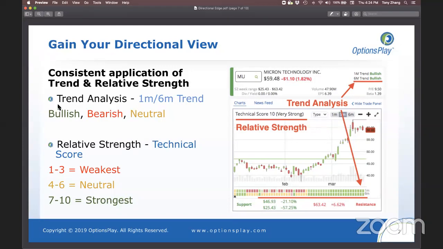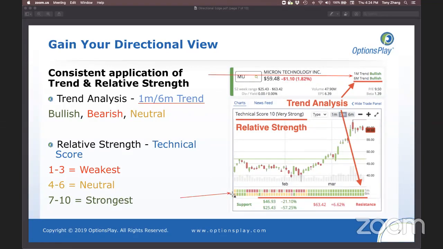So what we do is we have a trend analysis tool on our platform, which spits out the 1 month and 6 month trend. And you can see it in 2 places on your platform. You can see it up on top, the 1 month and 6 month trend, and you can also see it at the bottom of your chart.